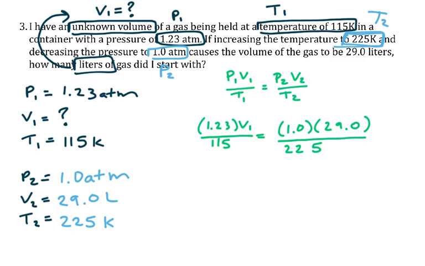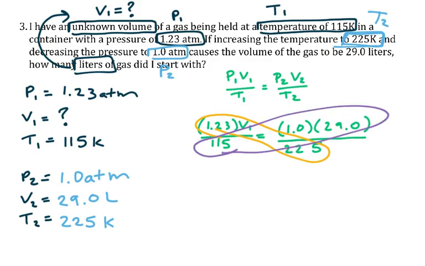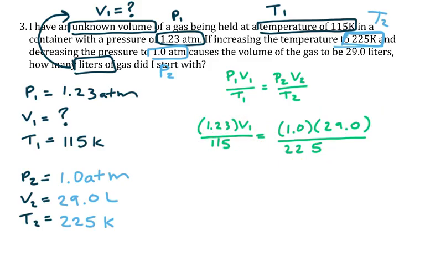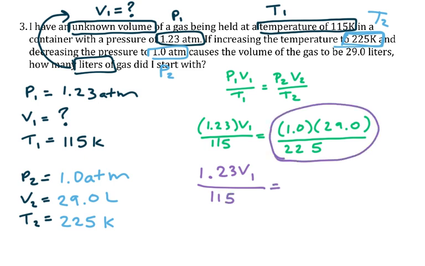Last time I did cross multiplying, where I just did these two together and then I multiplied these together. You are welcome to do that. I'll go through the other way we could do this as well. So our 1.23 V1 over 115 is going to stay, but I'm going to go ahead and do all this calculation. So 1 times 29 divided by 225, and this is 0.128 repeating. I'm going to just leave that number in my calculator.